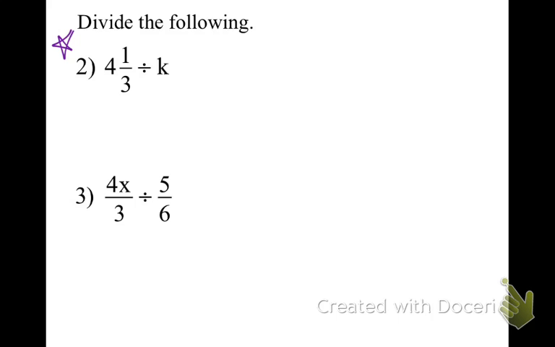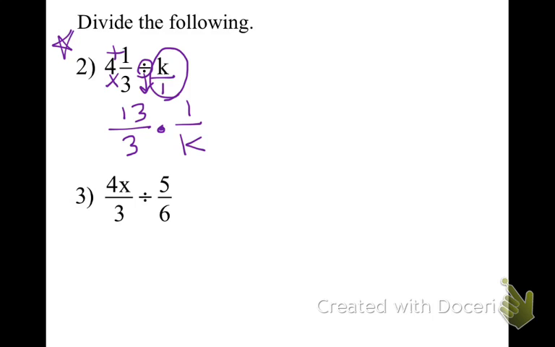Now number 2, we got this mixed fraction. So how are we going to solve this problem? Remember, we're going to multiply, then add. 4 times 3 is 12, plus 1 is 13, so we have 13 over 3. Now remember, we're dividing. Now technically I can put this k over 1. So this division sign is going to change to what? Multiplication. Then we need to flip my k over 1, or find the reciprocal, 1 over k.